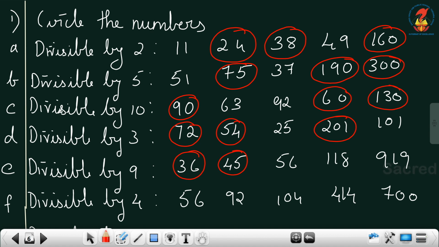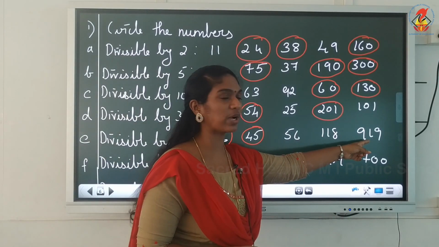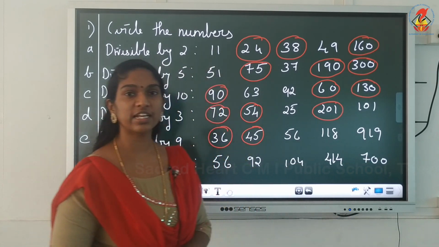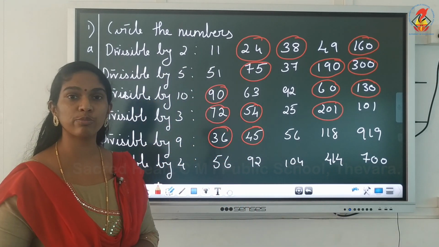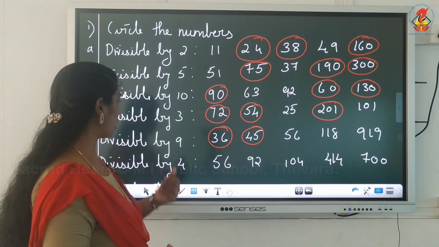No. This one, 1 plus 1, 2. 2 plus 8, you get 10. That's not there in 9's table. Next one. 9 plus 1, 10. 10 plus 9 is 19. Is 19 there in 9's table? No. Now coming to 4.